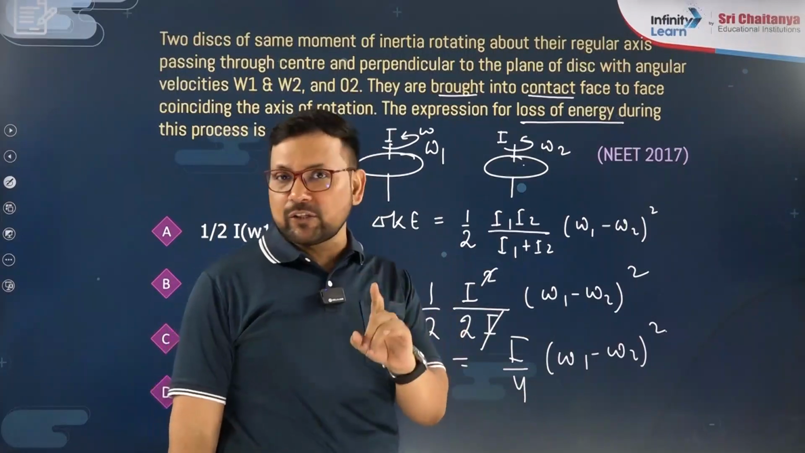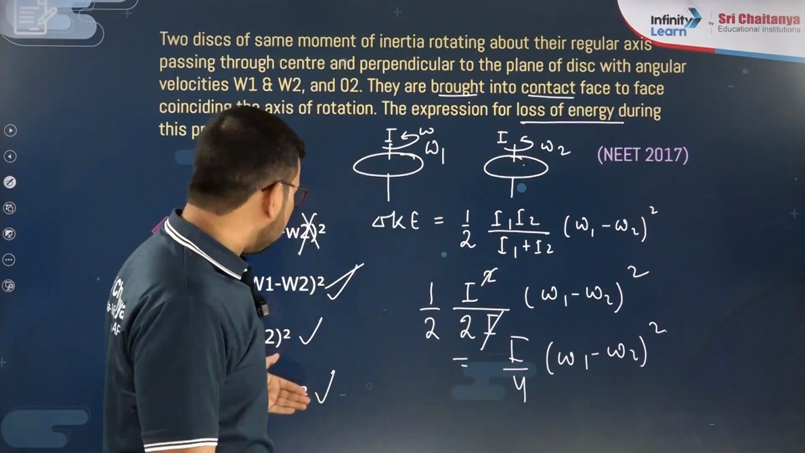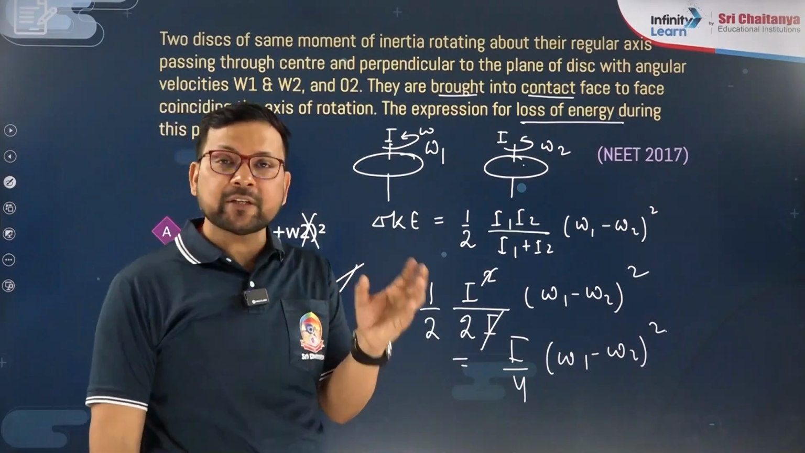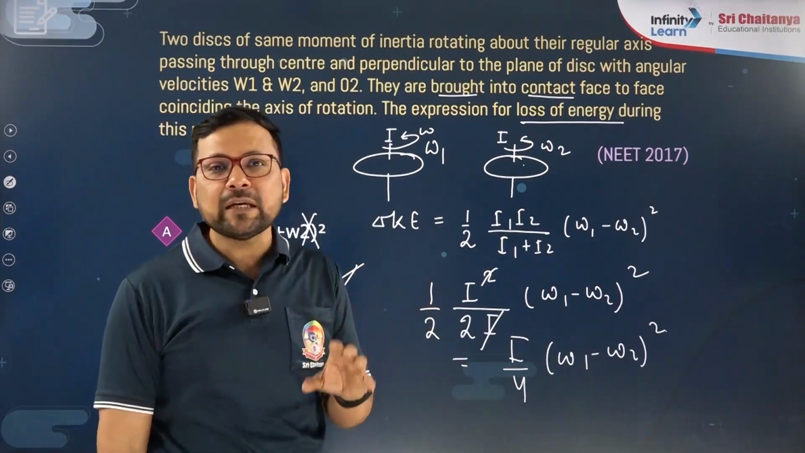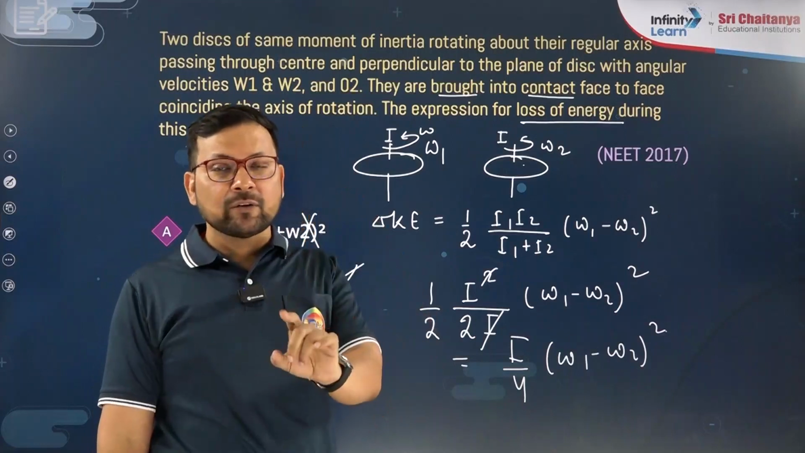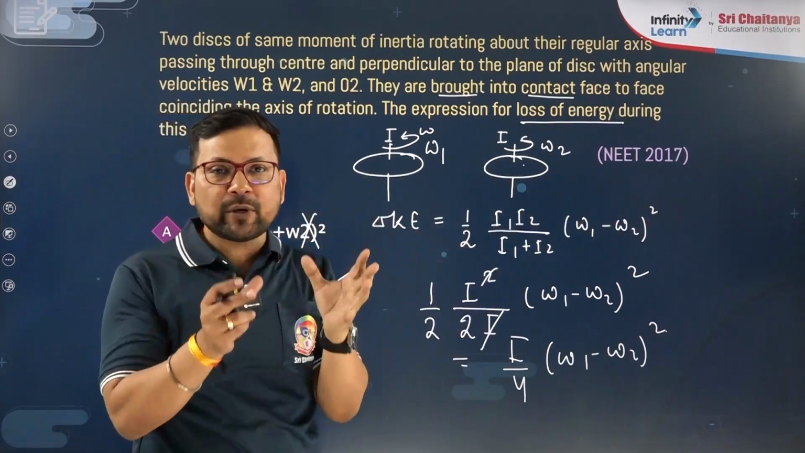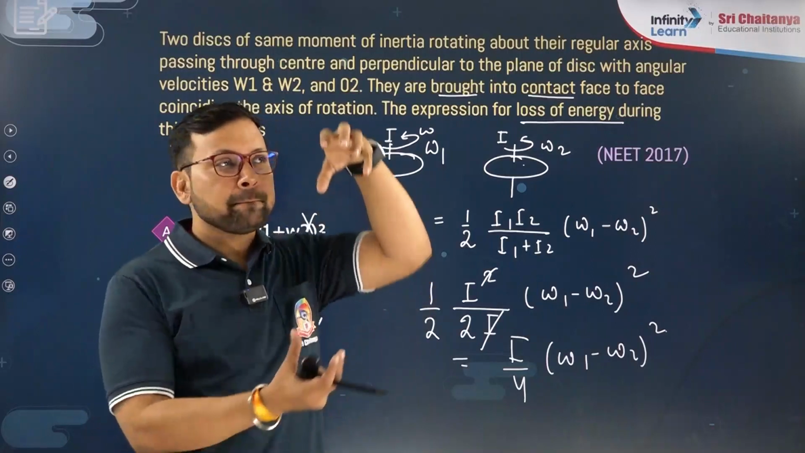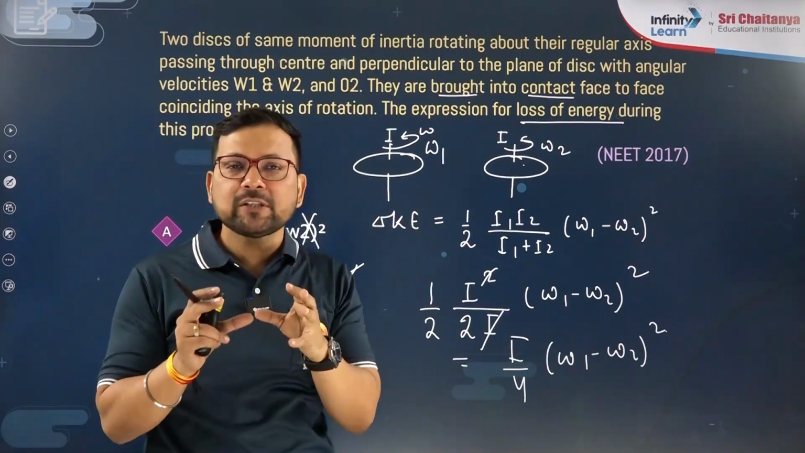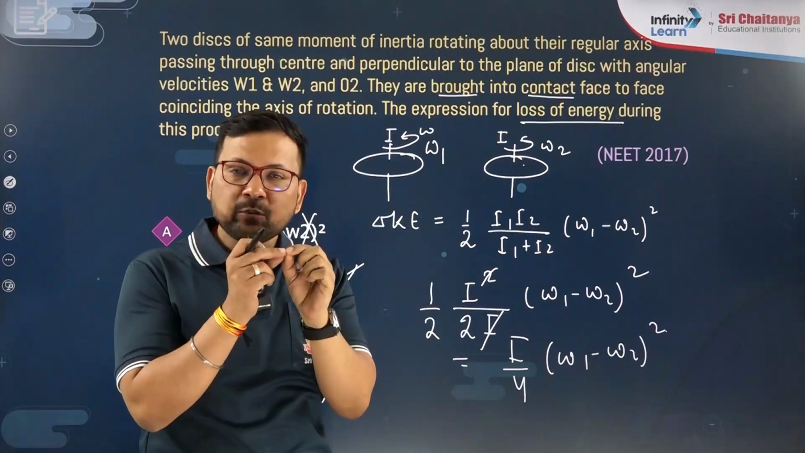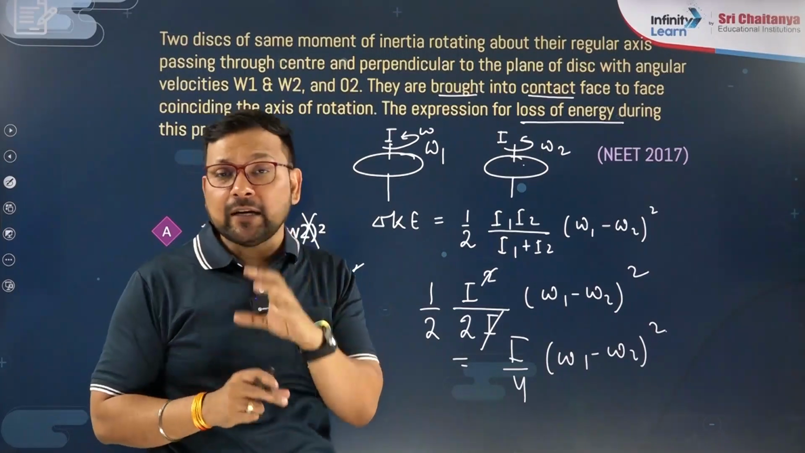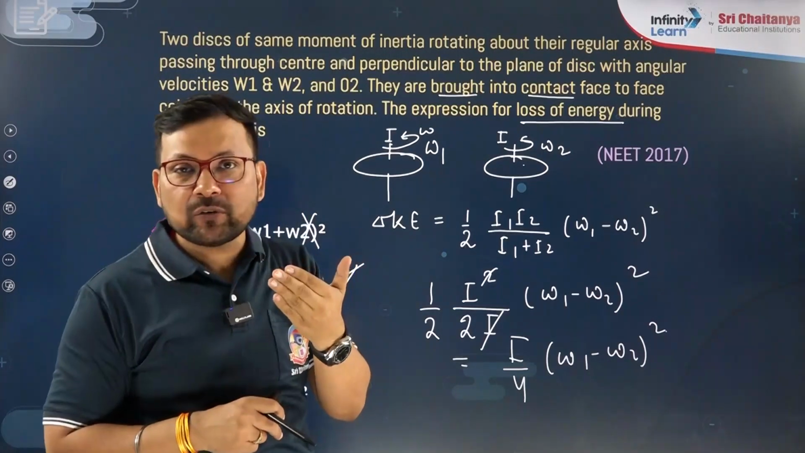Important point: friction is a must. If this question had a 0 option, it would become more interesting, because then we would have to see whether friction is there or not. One word, smooth, will change the question entirely. So, summary of this question: one rotating disk makes contact with another. Friction is there. At every contact point there is relative motion, and that relative motion is opposed by friction.